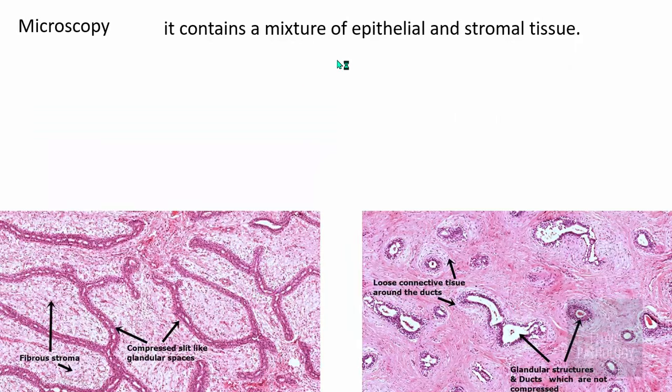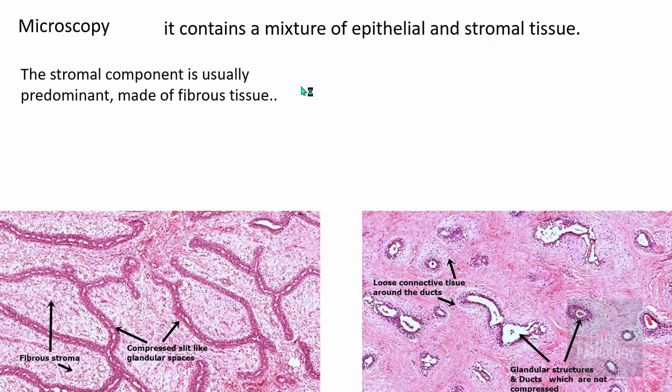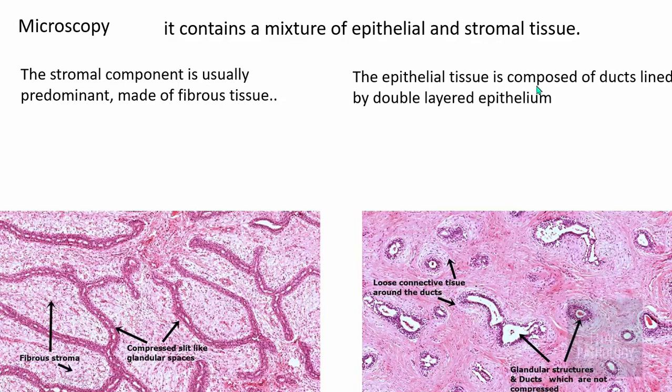So microscopically, it contains a mixture of epithelial and stromal tissue. That's why it's called fibroadenoma. The stromal component is usually predominant. That is made up of fibrous tissue. This is arising from the intralobular stroma. Whereas the epithelial component is composed of the ducts which are lined by regular double-layered epithelium.